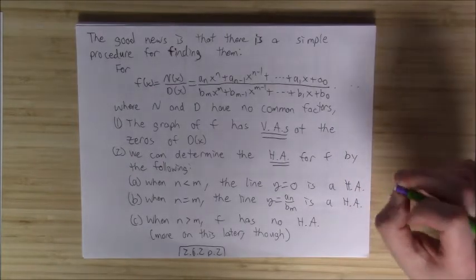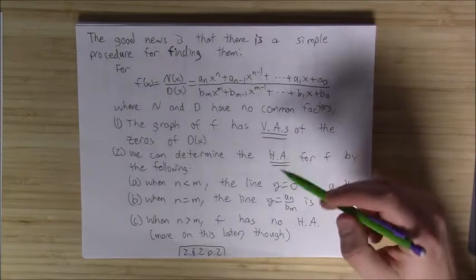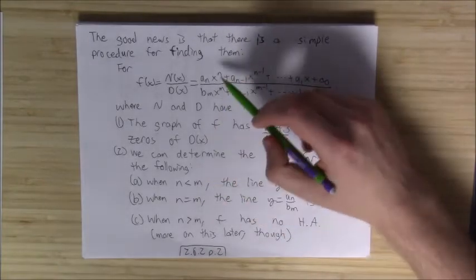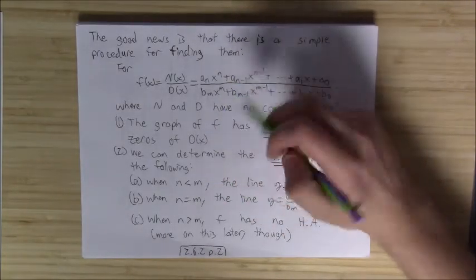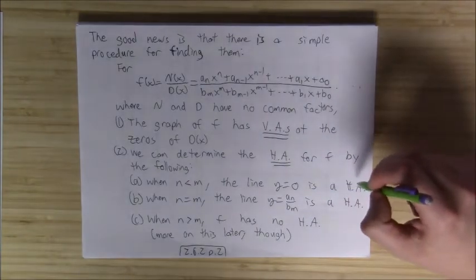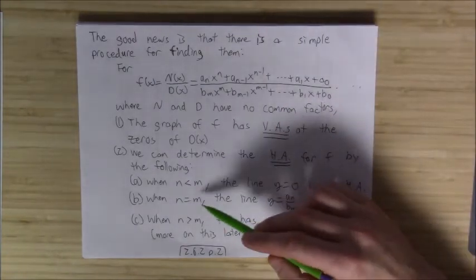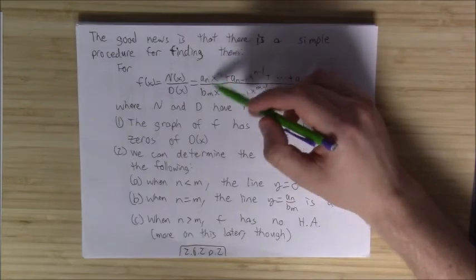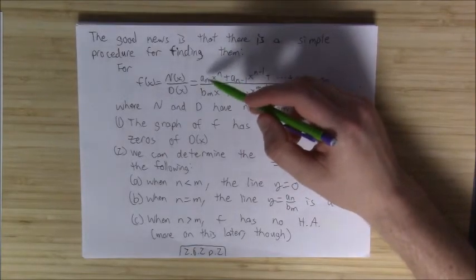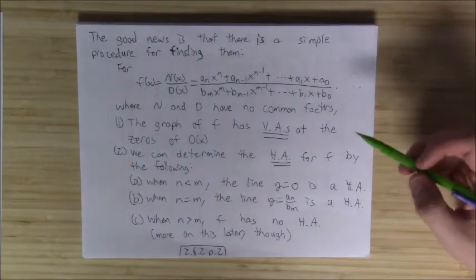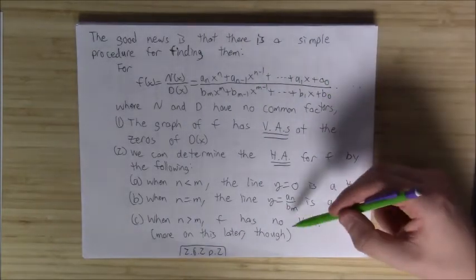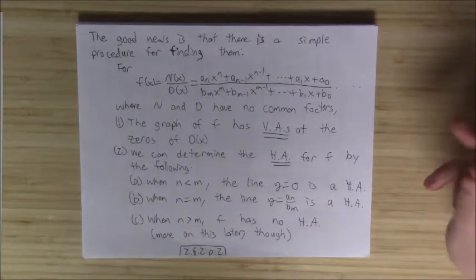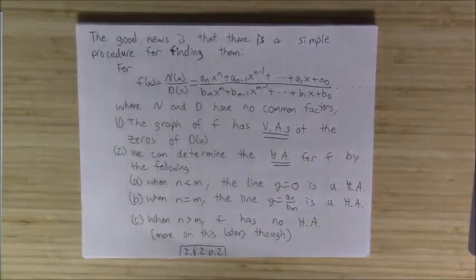Also, we can determine horizontal asymptotes for f by the following criteria. Consider the degree of the top and the degree of the bottom. If the degree of the top is less than the degree of the bottom, then the line y equals 0 is a horizontal asymptote for the graph. When the degrees are equal, the line y equals a_n over b_m, the ratio of the leading coefficients, is our horizontal asymptote. Finally, when the degree of the top is greater than the degree of the bottom, then f doesn't have a horizontal asymptote. However, something interesting does still happen, and we'll talk more on that in a later video.